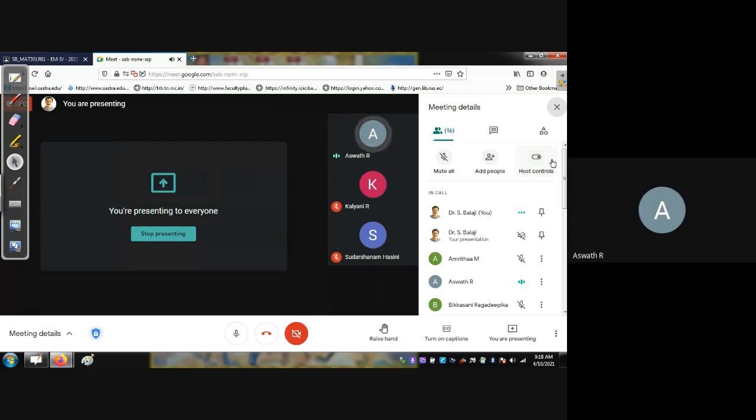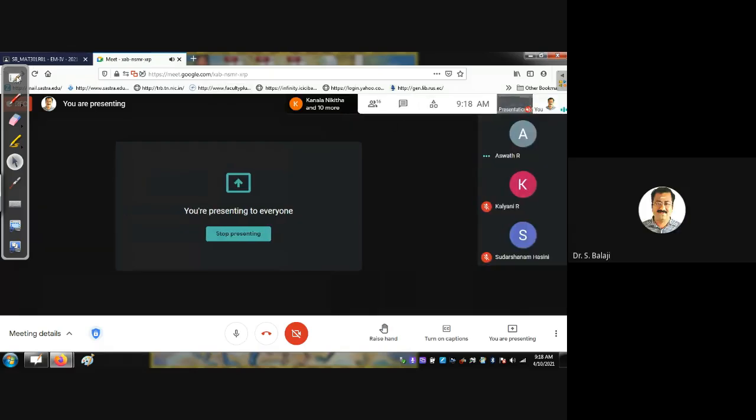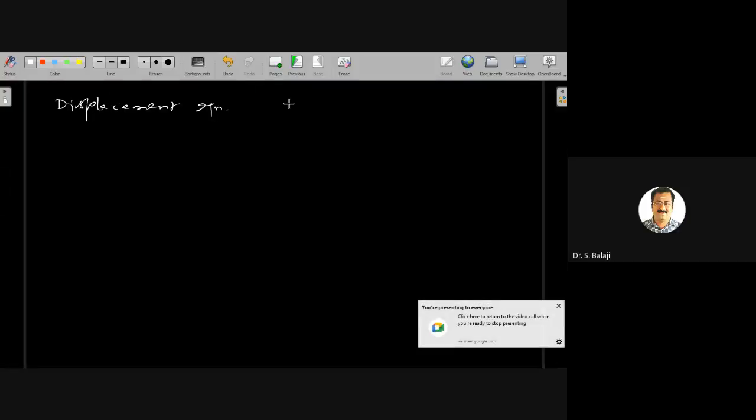Dou square y by dou t square is equal to a square dou square y by dou x square. Why you are not giving the answers? Some people are not giving the answers today. Dou square y by dou t square equal to a square dou square y by dou x square.